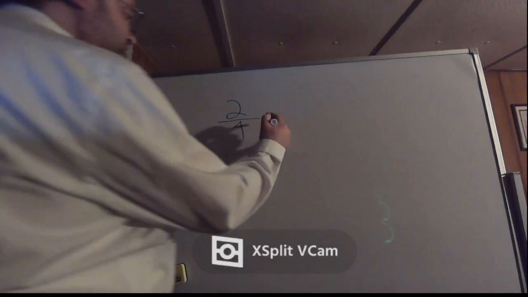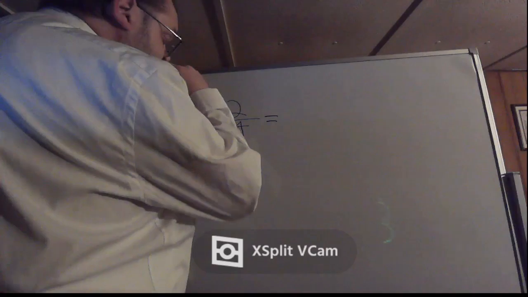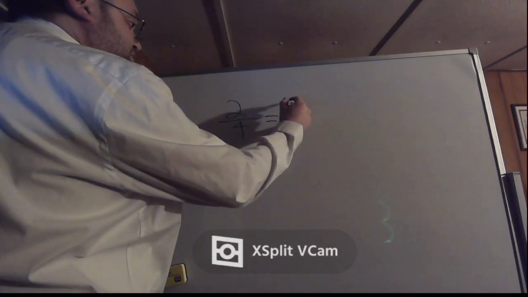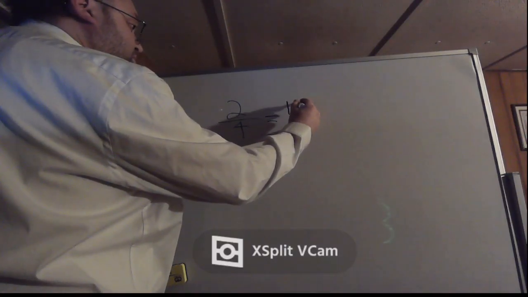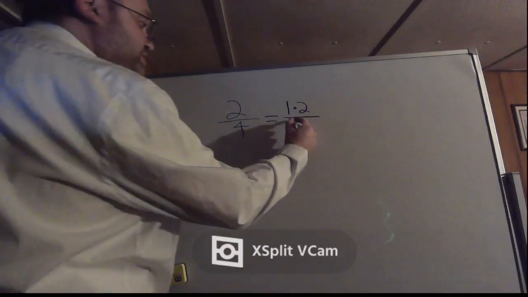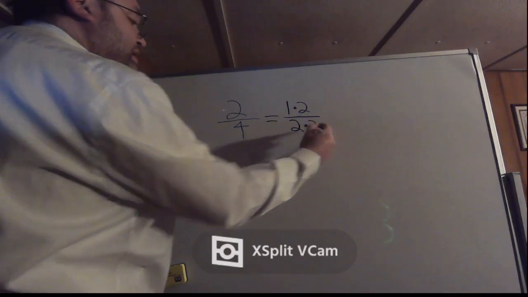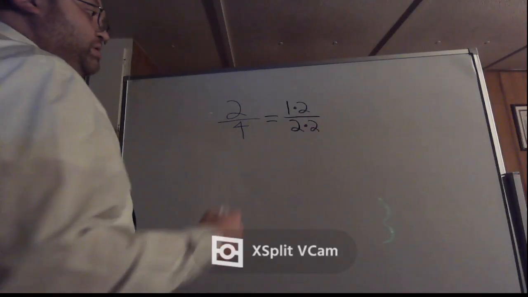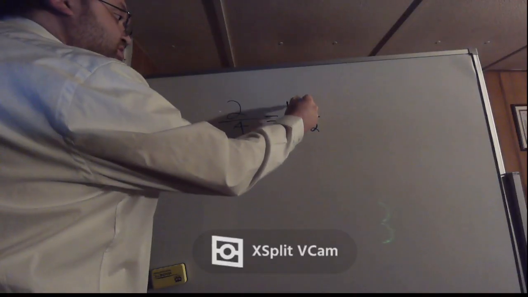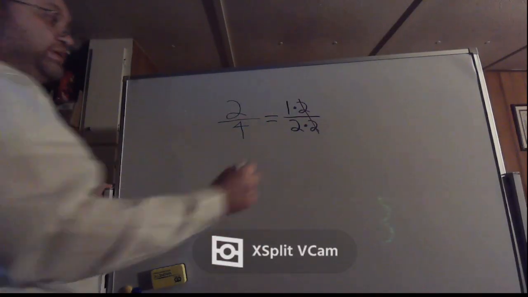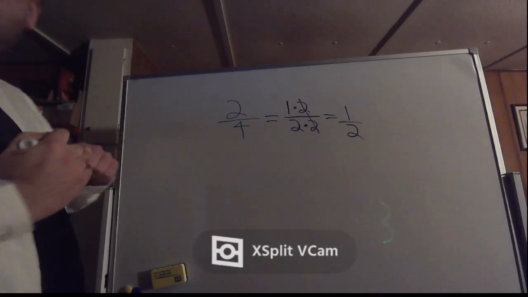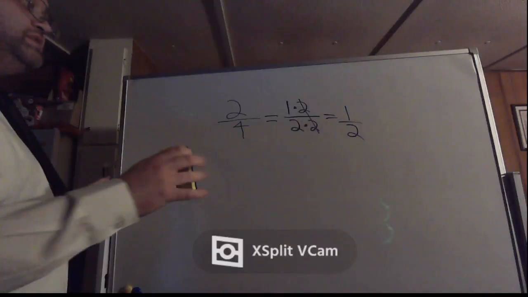So we have 2/4. Well, this is where factoring comes into play. Factors of 2 are 1 and 2, 1 times 2. And then factors of 4 are 2 times 2. Both numerator and denominator have factors of 2, so we can cancel out one of the 2's from each, and you're left with 1/2. 2/4 equals 1/2. That's putting it into its simplest form.